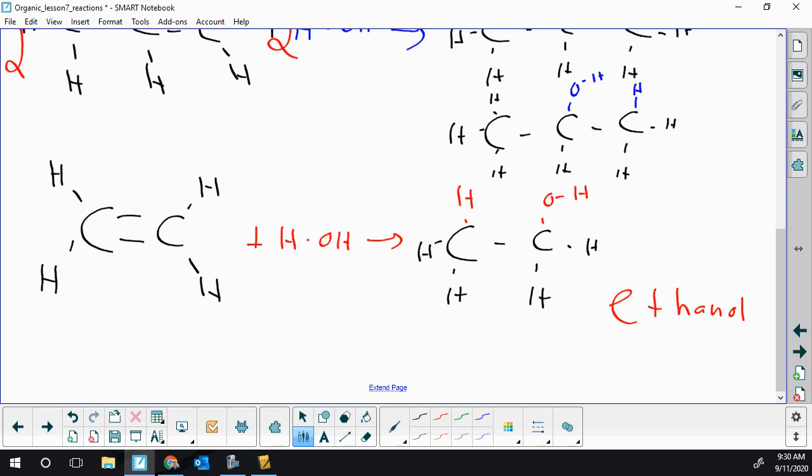And I could not draw another example where the OH is on this side because it would still be ethanol. And if you draw both, you're incorrect. You might think you're being better, but you're being worse. You're drawing the same thing. So one of those and one of those just makes one product.